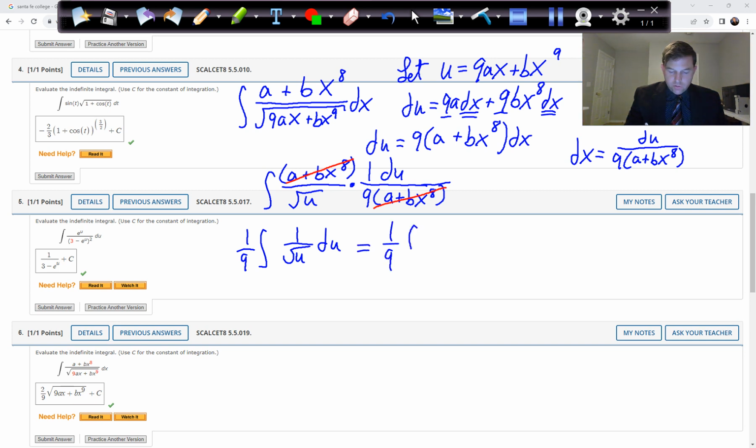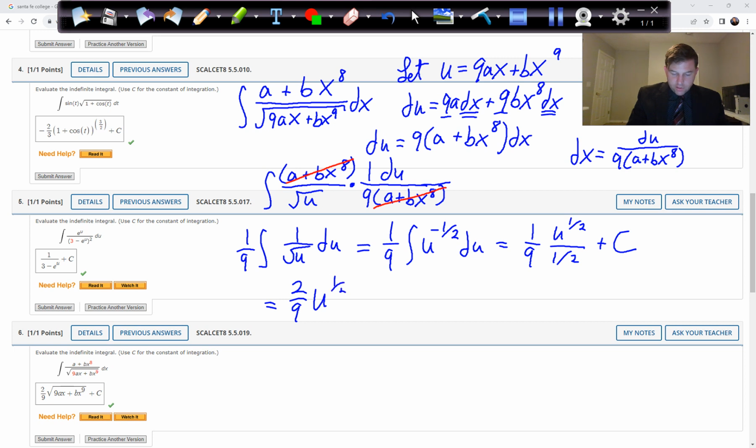1 over square root of u is the same as u to the minus 1/2 power du. The antiderivative of u to the minus 1/2 power would be u to the positive 1/2. So add 1 to negative 1/2, you get positive 1/2, divided by positive 1/2, plus c. This 1 over 2 in the denominator is going to flip, so you're going to get 1 over 9 times 2 over 1, which is 2 over 9, u to the 1/2 plus c.